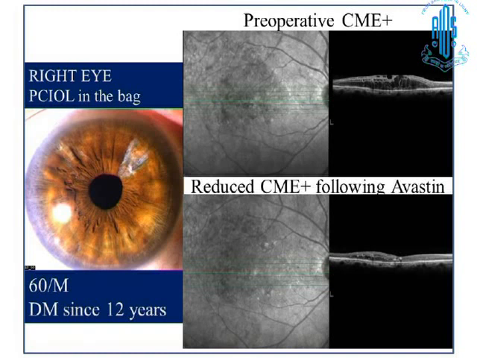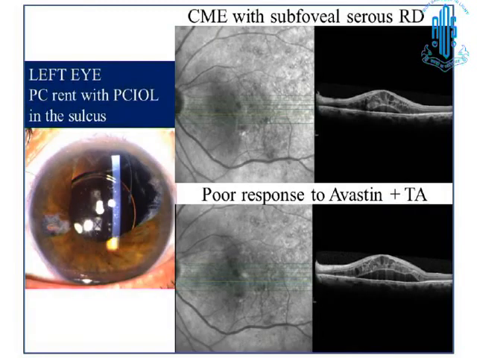This is a patient having capsular bag fixation of the IOL. There is preoperative CME, but there was reduction of CME because Avastin was given during surgery. This is another patient where there was posterior capsular rent and there is a serous RD, and in spite of giving triamcinolone and repeated Avastin, there was no effect, there was poor response.